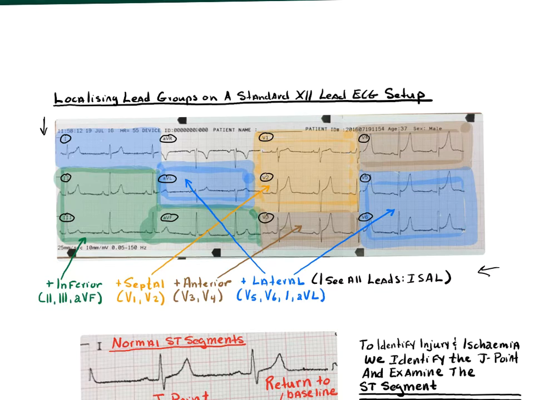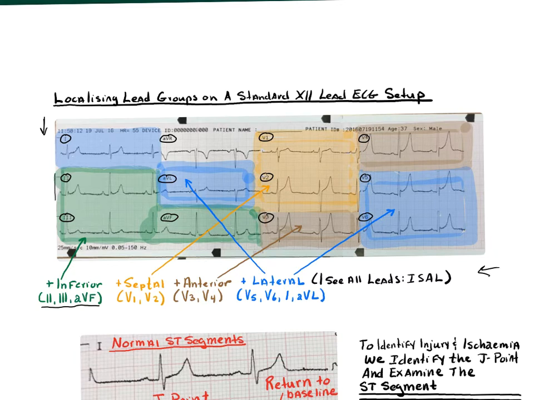And what I've done on this 12 lead here is I've color-coded things for you guys. So again, going back to ISAL, let's start inferior. Okay, what leads are those? 2, 3, AVF.